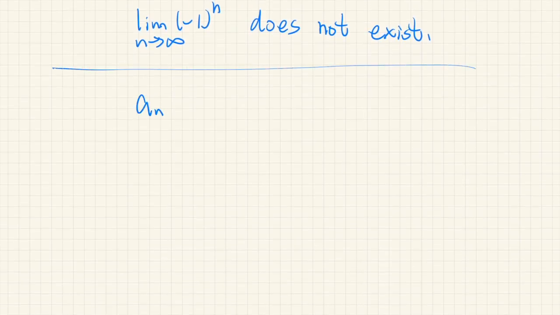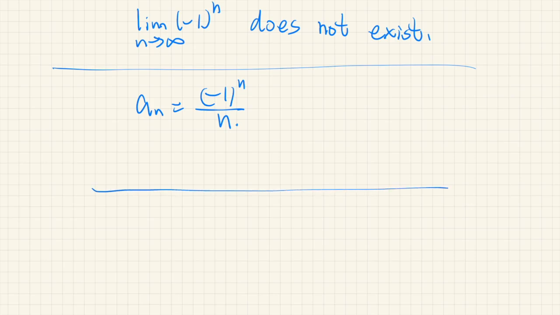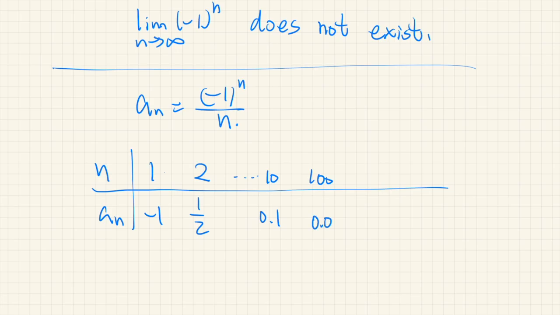Again, let's consider this sequence, (-1)^n over n. We said this sequence converges to 0. So let's make a table of the terms when n goes from 1 to some large value. When n is equal to 1, then an is -1. When n is equal to 2, that is 1 over 2. And if we keep increasing, when n is equal to 10, then an is 1 over 10, so let's say 0.1. And when n is 100, then it's 0.01.